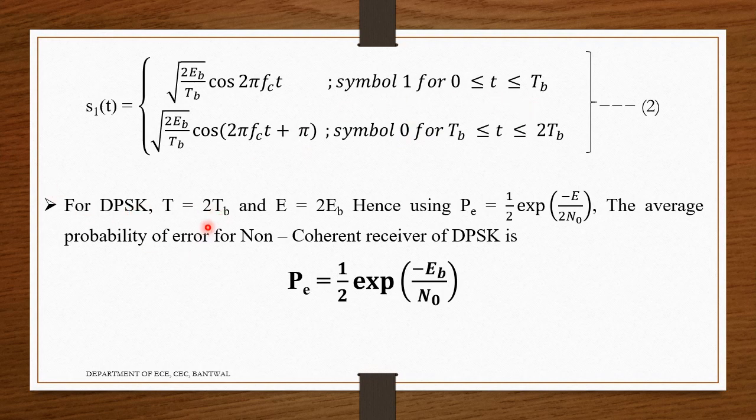For DPSK, how to find the probability of error? For the earlier condition, what we used for FSK, we represented T with respect to 2Tb and E equals 2Eb because of the above condition. We have used 2Tb for the time duration. E is also 2Eb because we are representing the 2 bits. So see here that P equals 1 by 2 exponential of minus Eb by N0, because the 2 and 2 by 2 will get cancelled. Okay, so that is P equals half into the exponential of minus Eb by N0.